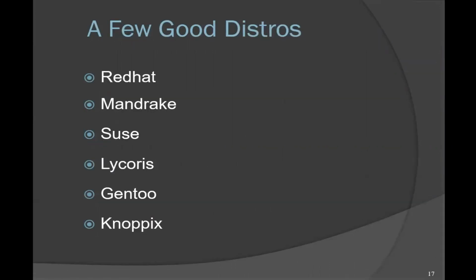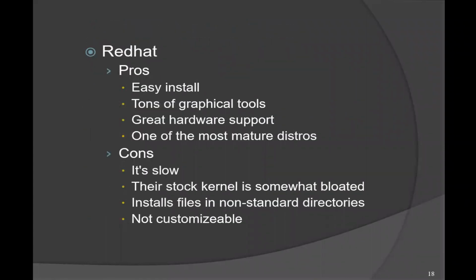Okay, so these are the good distributions of Linux: Red Hat, Mandrake, Gentoo, Knoppix, and others. Red Hat is basically the commercial version of Linux. Red Hat has two types of versions: one is free and the second one is commercial. Big companies only use the commercial versions. Commercial means they are going to support you, and you have to pay for it subscription-wise.